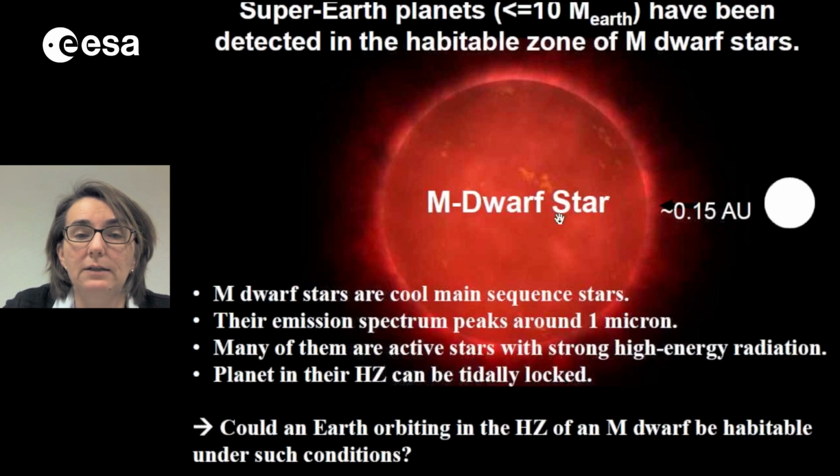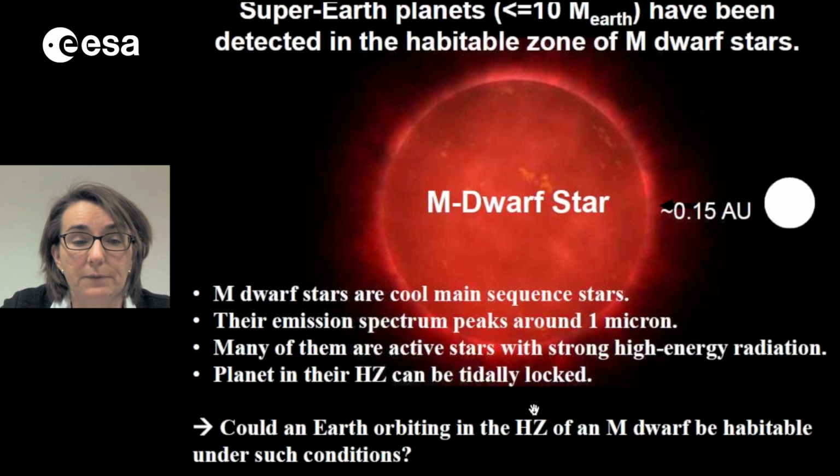For example, the M dwarf star, where the habitable zone is very, very close. These M dwarf stars are cool. They have an emission spectrum which peaks around 1 micron, much redder than the sun. But many of these stars are active stars. They show strong high energy radiation, and the planets in their habitable zone could be tidally locked. So very different conditions to the Earth orbiting the sun.